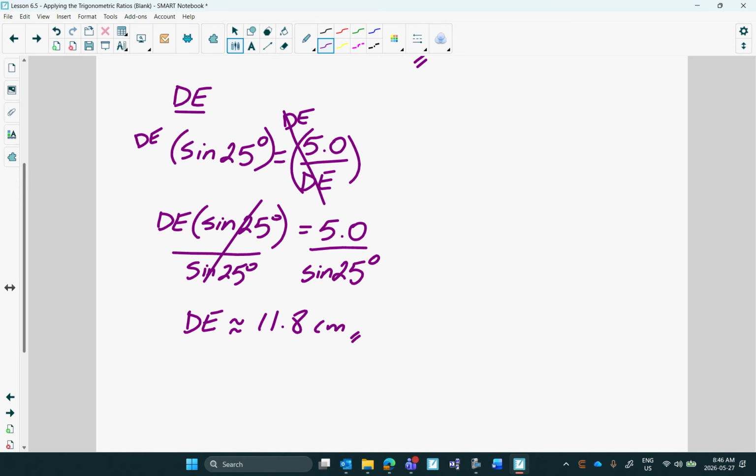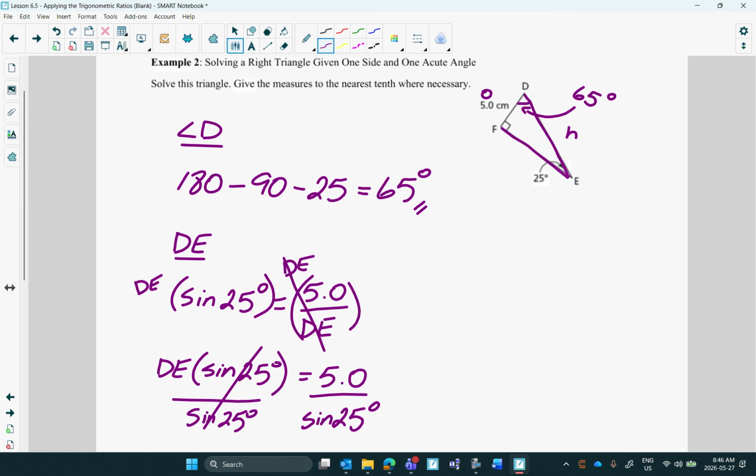And finally, the other missing side. So I know that this is 11.8. Lots of choices now to find FE. I could use Pythagoras because I know two of the sides. I could do trig again. Let's do trig again. Let's use this angle and this side. So if I'm using this angle, this is called the adjacent. So opposite over adjacent.